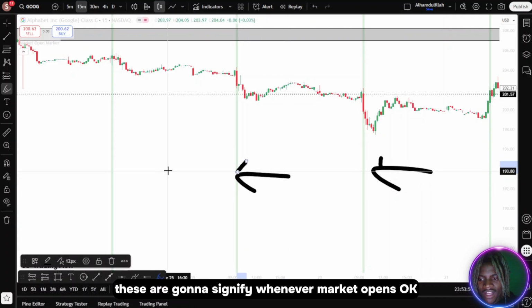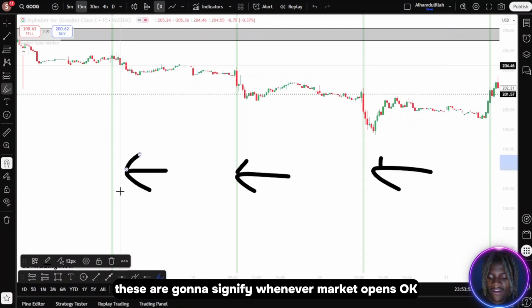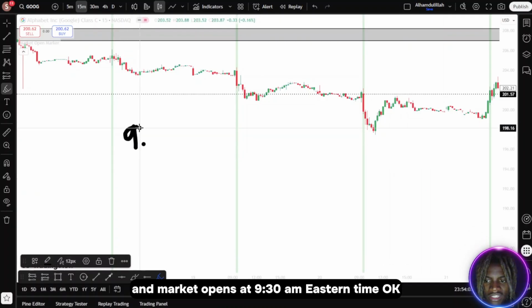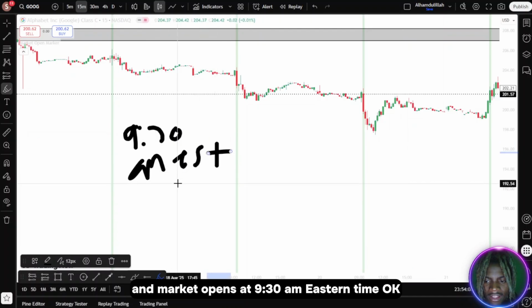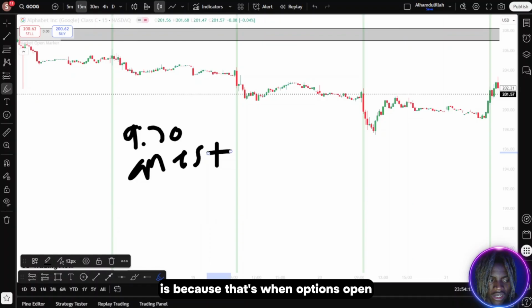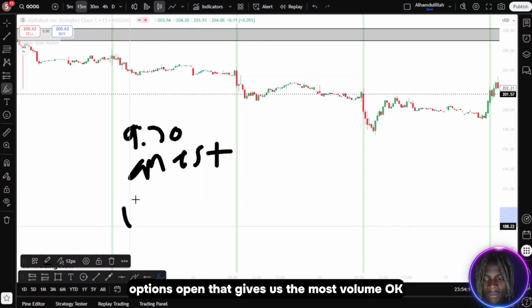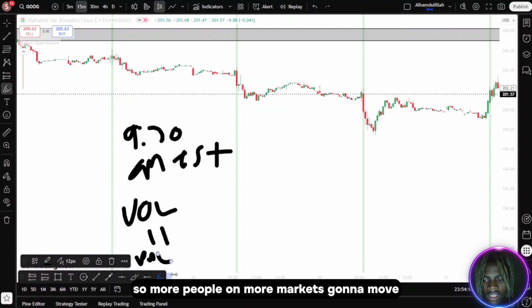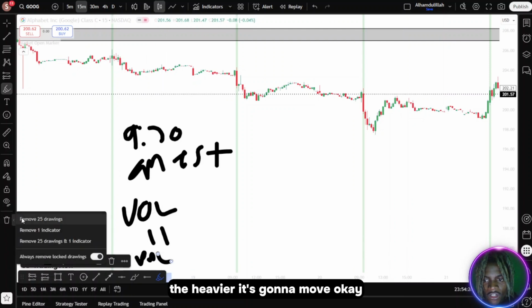These are going to signify whenever market open. Okay, and market open is an extremely important time. And market opens at 9:30 a.m. Eastern time. Okay, and the reason why that time is most important is because that's when options open, that gives us the most volume. Okay, volume equals people. So more people on, more market's going to move, the heavier it's going to move.